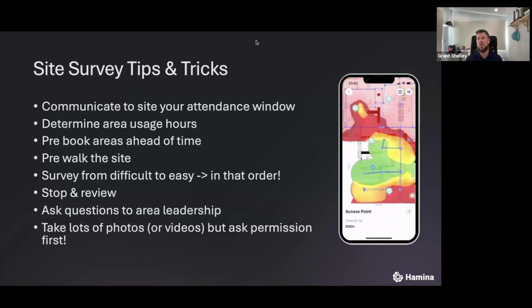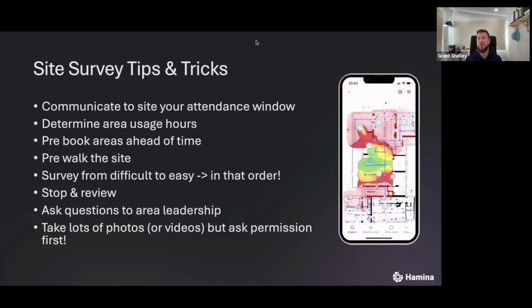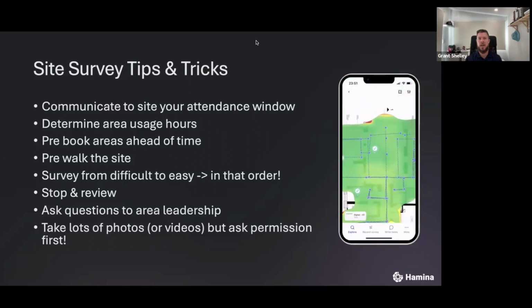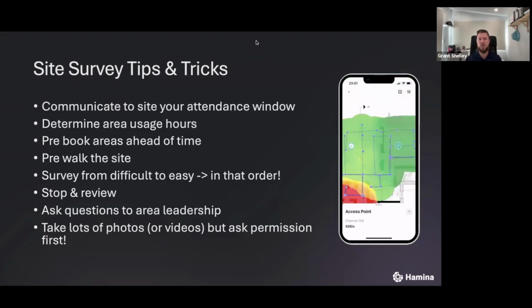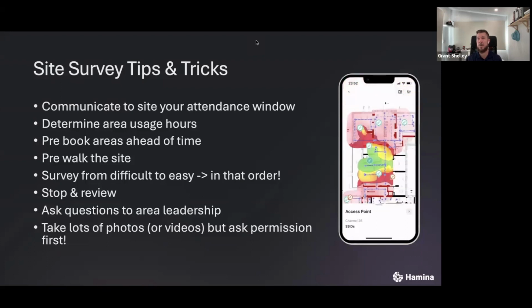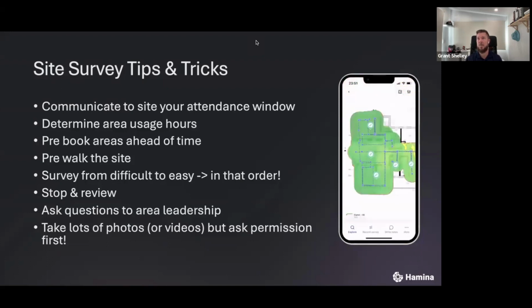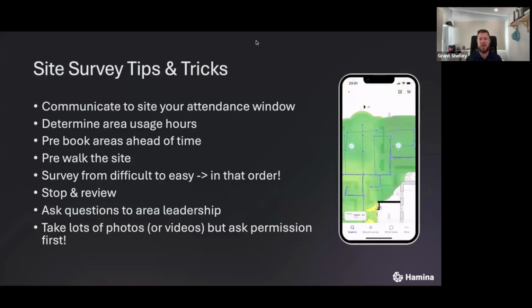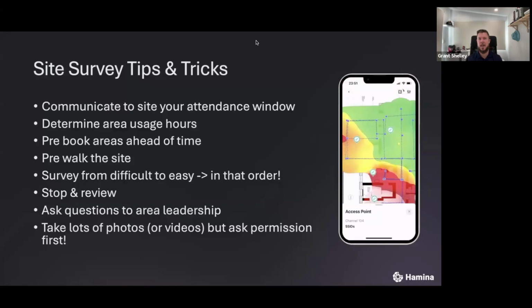The usage hours as well. We found that out pretty quick, Chris, where there was a site with a lot of meeting rooms. I've put in there that it's good to pre-book them ahead of time. That way you can get into the meeting rooms without having to wait, as we've done all the common areas and we're waiting for one or two meeting rooms at the very, very end.